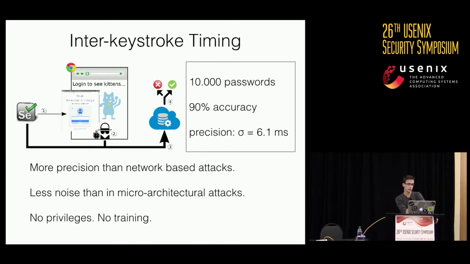It's also less noisy than microarchitectural attacks, because usually in microarchitectural attacks, the resources, the cache for instance, are shared among all the processes in the system, while here the event loop is only shared between the attacker and the victim. So the noise is much less. And also it does not require any privilege. We only need to execute JavaScript code, and we don't need any training at all. Since we know the pattern of the keystroke, and we have the event delay trace, we only need to traverse this event delay trace and extract the keystrokes.